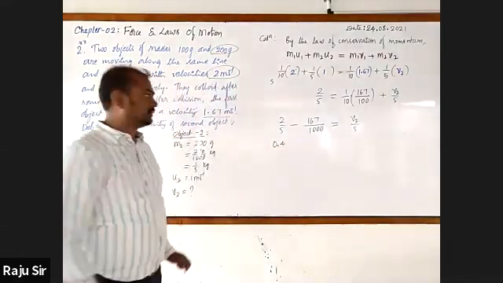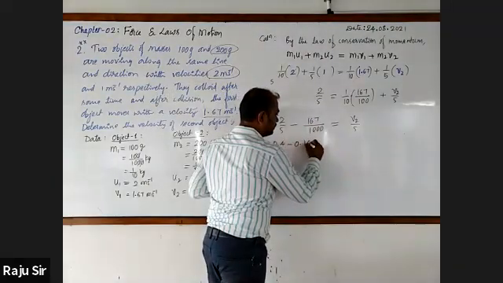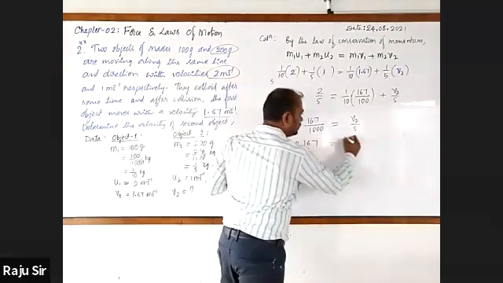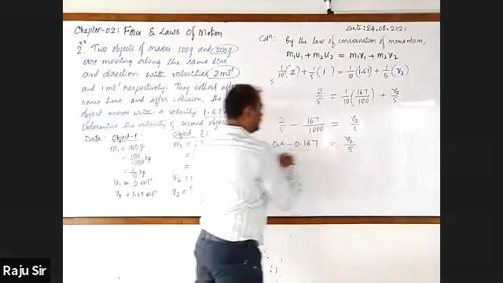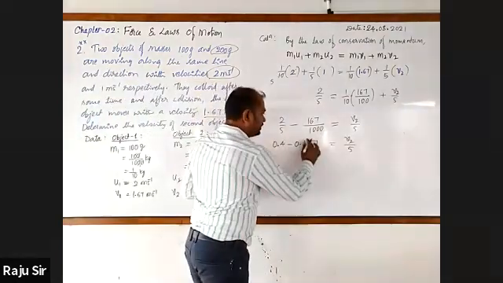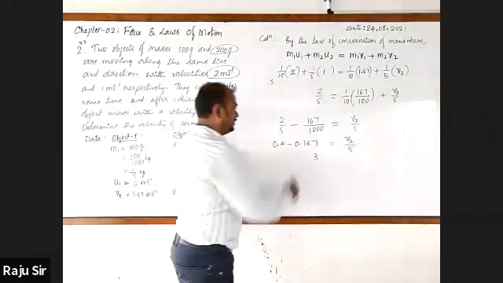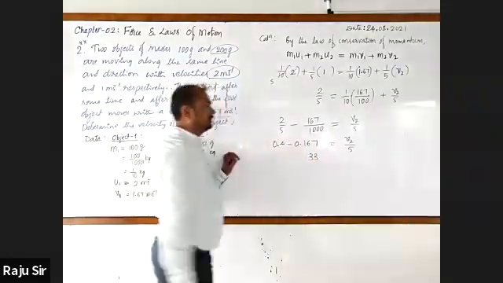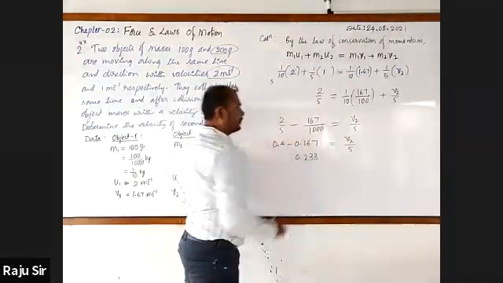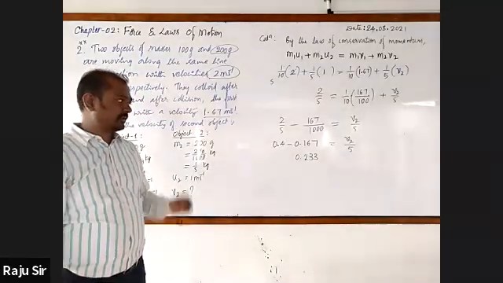Minus 0.167 is equal to V2 by 5. Subtract it. 10 minus 7 is 3. 9 minus 6 is 3. 3 minus 1, 2. So 0.233. Understood? Okay.